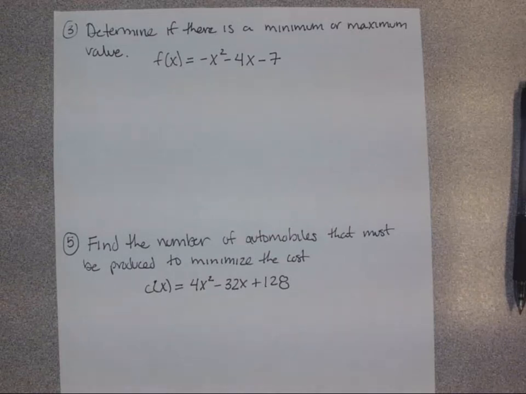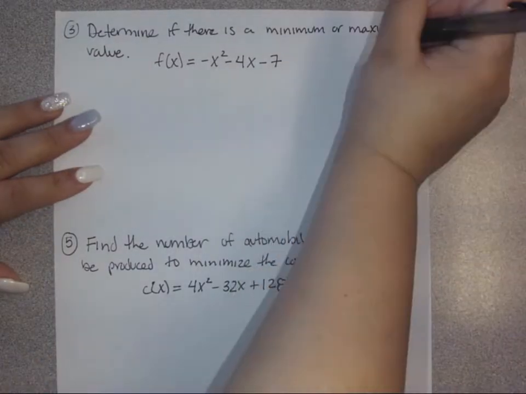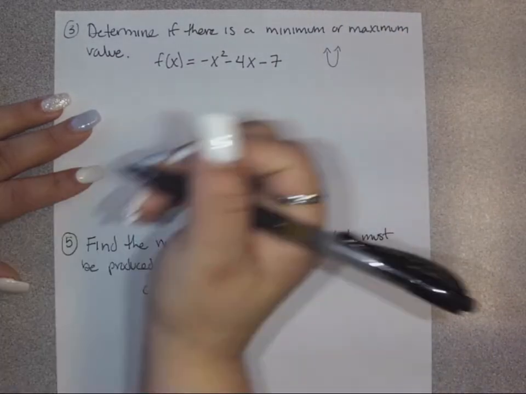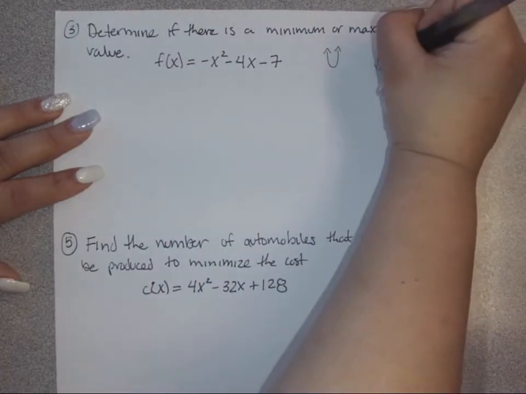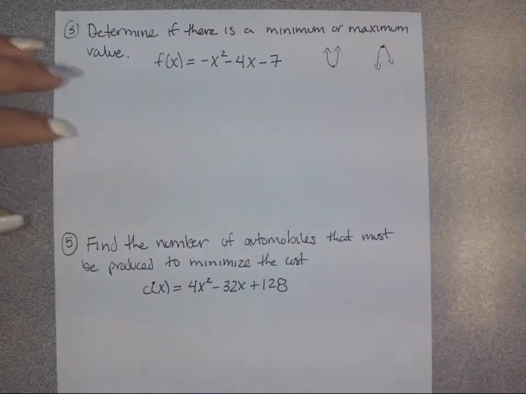How can we determine if we have a minimum or maximum when dealing with quadratic functions? Remember, quadratic functions make a parabola shape. They either open up or open down. That's how you can tell whether it's a maximum or minimum, by identifying whether it opens up or down.